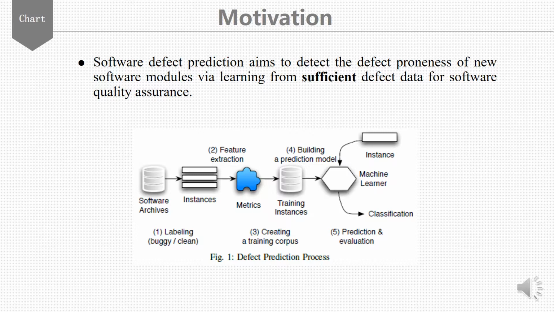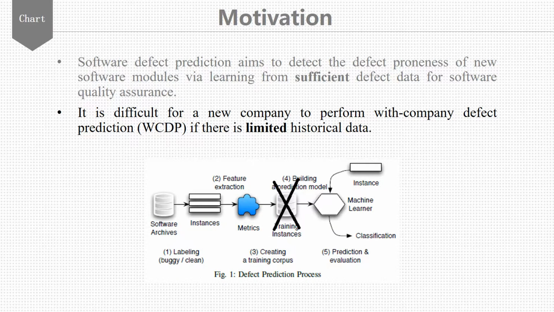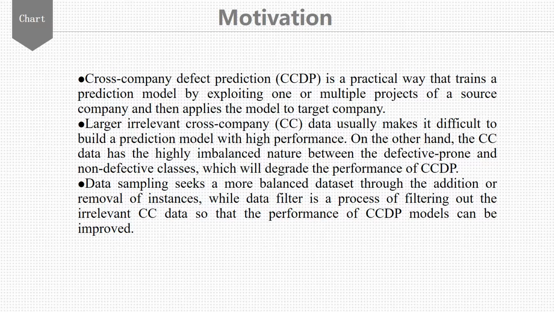WCDP works well if sufficient data is available to train a defect prediction model. However, it is difficult for a new company to perform WCDP if there is limited historical data. Cross-company defect prediction (CCDP) is a practical approach to solve the problem. It trains a prediction model by exploiting cross-company (CC) data and then applies the model to within-company (WC) data.